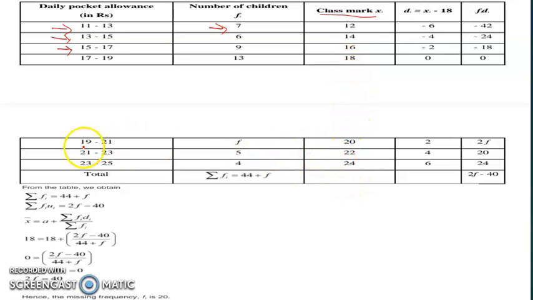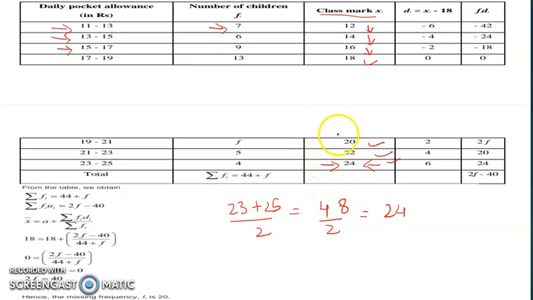You don't have to calculate all these values. You just calculate the first 2 and check the difference between the class intervals, and just add. You can cross check also. 23 plus 25 upon 2, 5 plus 3 is 8, 48 divided by 2 is 24, 2 fours are 8, 2 twos are 4, 24. So the last entry is correct. No need to calculate, just add 2 in each of these entries. I hope it is clear, students. I had explained this yesterday also.